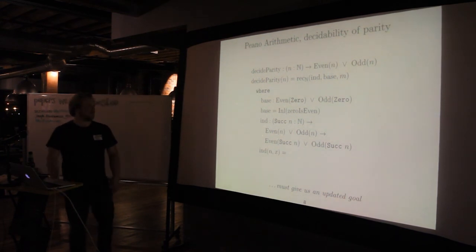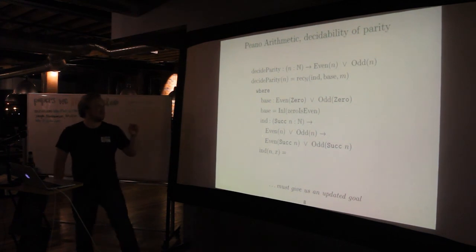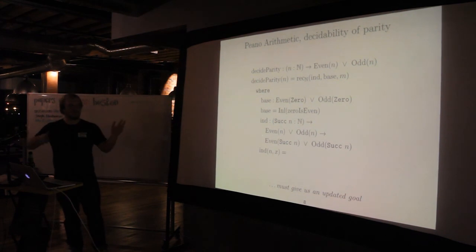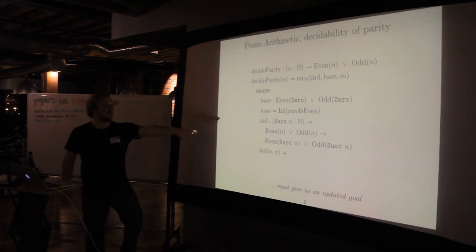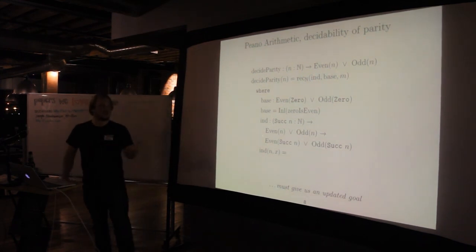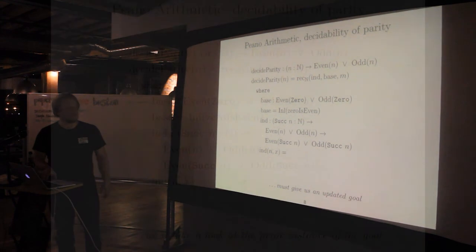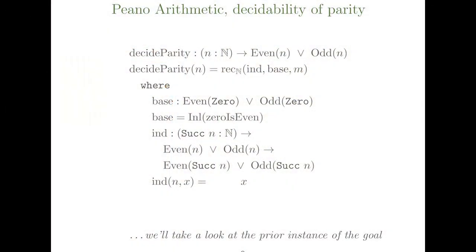Right. So, point being, we can take that zero is even and turn it into zero is even or odd, which is what we're trying to get to, and then talk about this induction function as being handed evenness or oddness of n and having to do something with it. Ultimately the last thing we have to talk about, we're almost done here, is how do we do something with this and this to get that? This x right here is this assertion, which means it's either evenness or oddness of n.